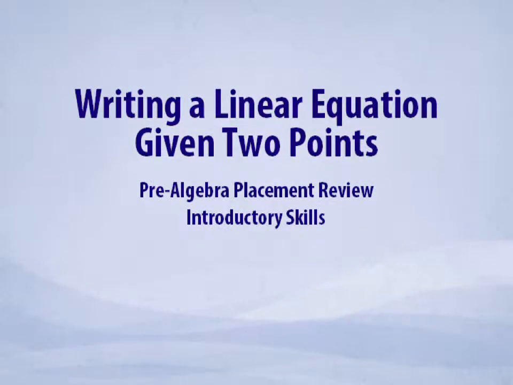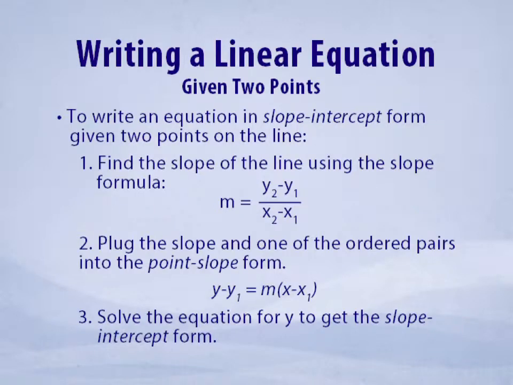Today we will talk about writing linear equations given 2 points on the line. To write an equation in slope-intercept form given 2 points on the line, the first thing we will do is find the slope of the line using the slope formula. This formula is m, which stands for slope, equals y2 minus y1 divided by x2 minus x1.